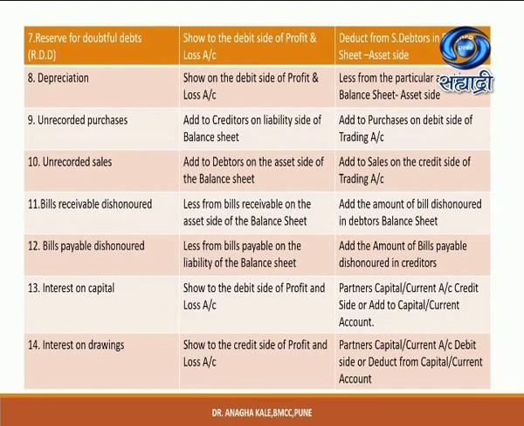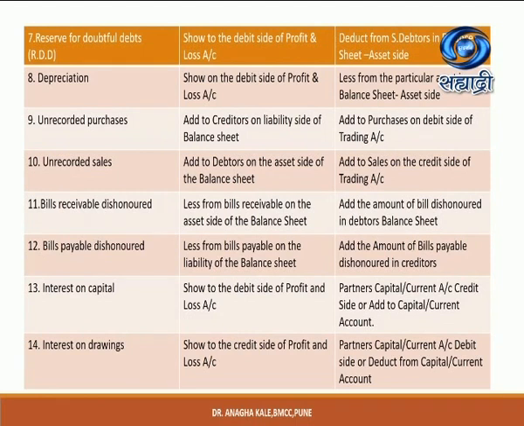The next adjustment is unrecorded purchases. Purchases are directly related to the creditors. These are unrecorded, so we have to add that amount back into creditors which are shown on the liability side of the balance sheet, and we have to add that particular amount to purchases which are shown on the debit side of the trading account.